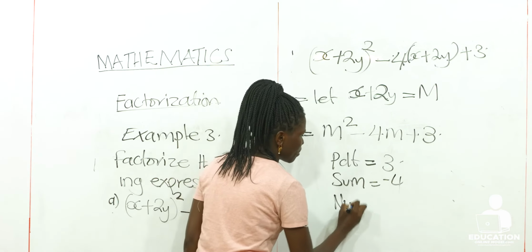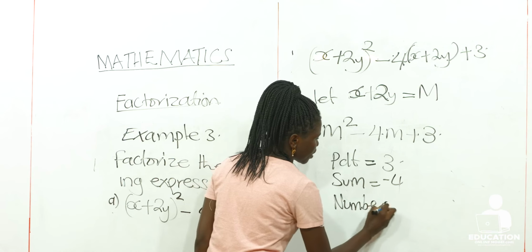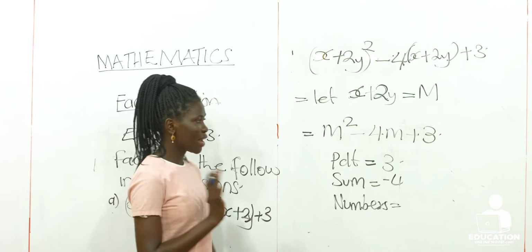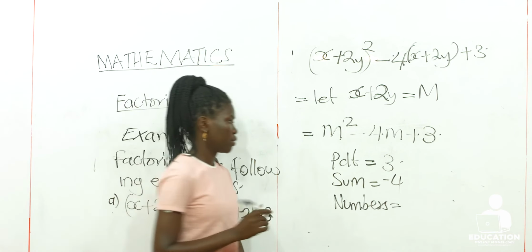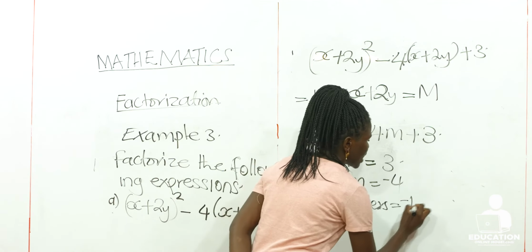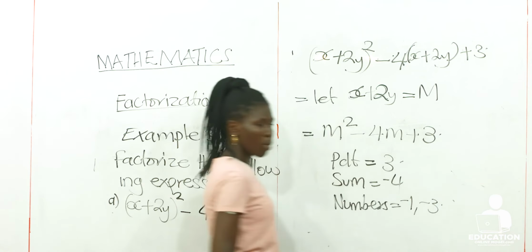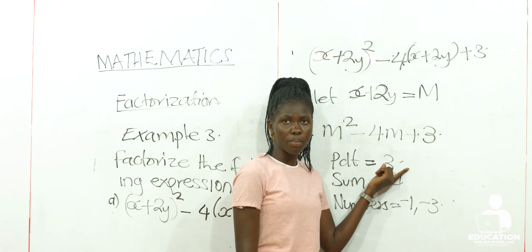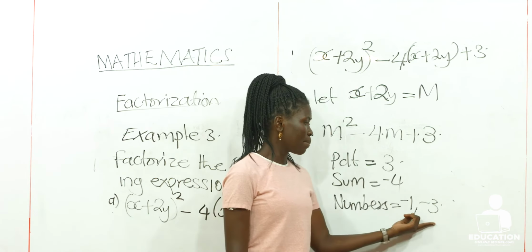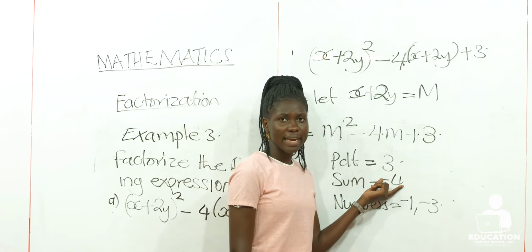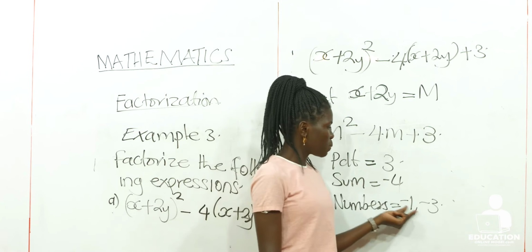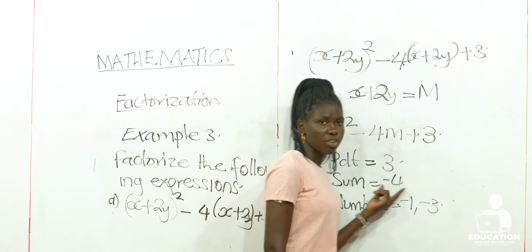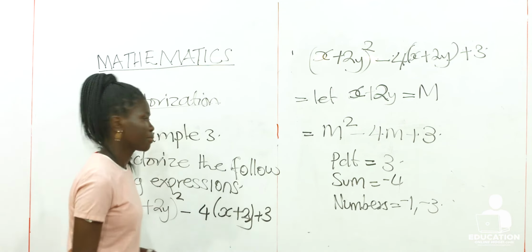What are those two numbers that when we multiply should give us 3, and when we add should give us negative 4? We're going to have negative 1 and negative 3. The reason why I'm choosing two negative numbers is that a negative times a negative will give you a positive, and the same numbers when added should give us a negative value. That's why when we multiply the two negatives, we get positive 3, and when we add the two, we get negative 4.